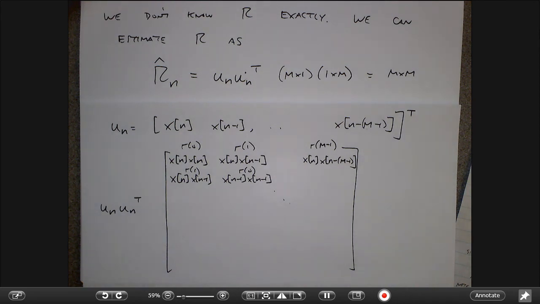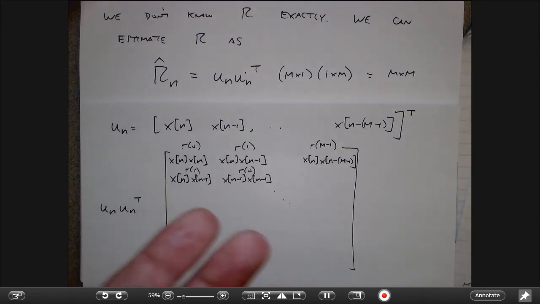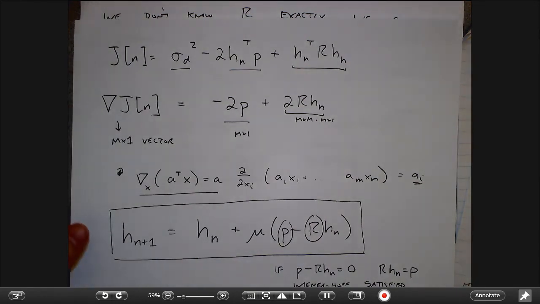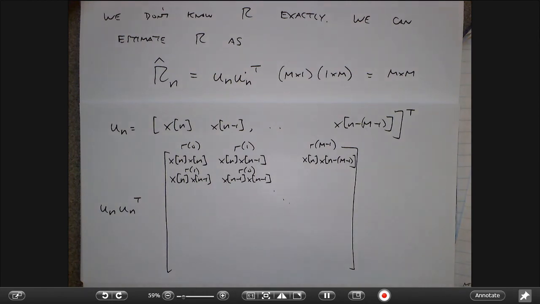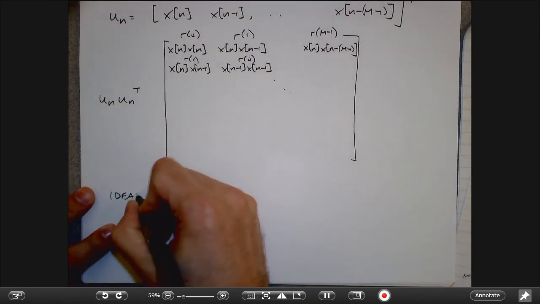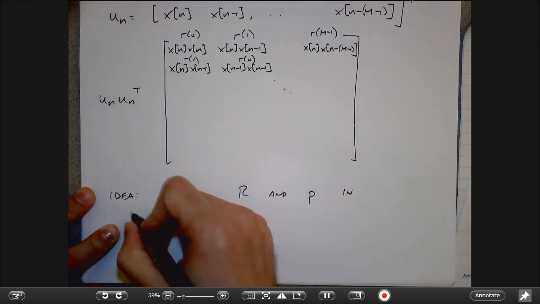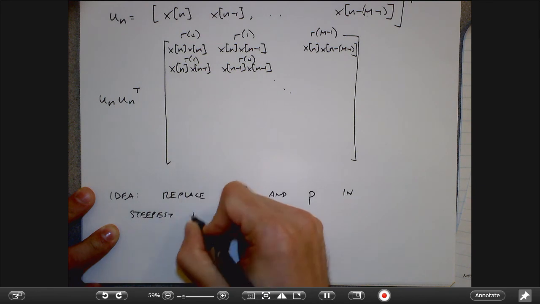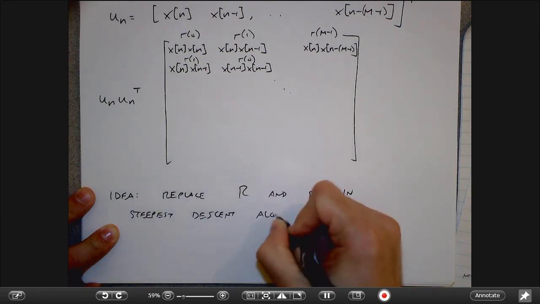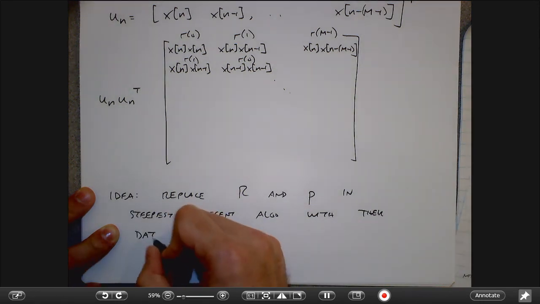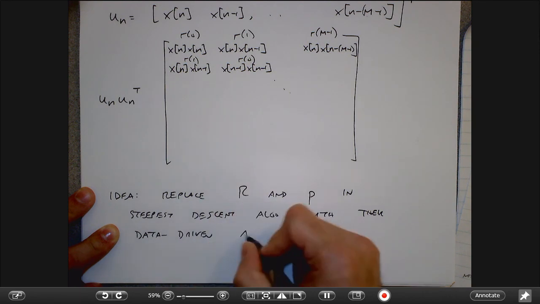And so the question is, can we still do this steepest descent algorithm by replacing the R that I had here with my crappy approximation that I get from the data? And the answer is yes. So basically, the idea is: replace R and P in the steepest descent algorithm with their data-driven approximations.